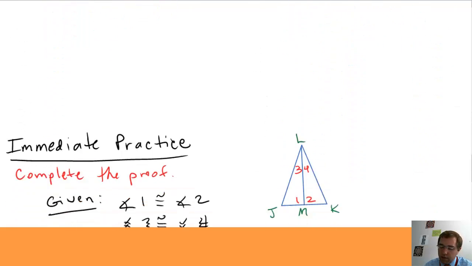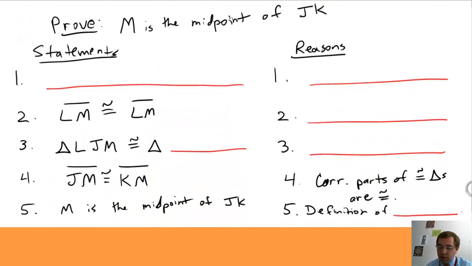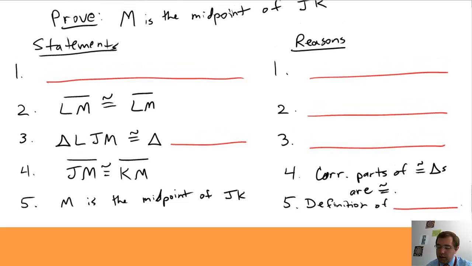Here are your immediate practice problems. You have a picture, triangle JLK, which is divided into two smaller triangles, triangle JLM and triangle KLM. You are given that angle 1 is congruent to angle 2, and angle 3 is congruent to angle 4. You're asked to complete the proof and prove that M is the midpoint of segment JK. By complete the proof, I mean you're going to write down the entire proof and fill in these red blanks.